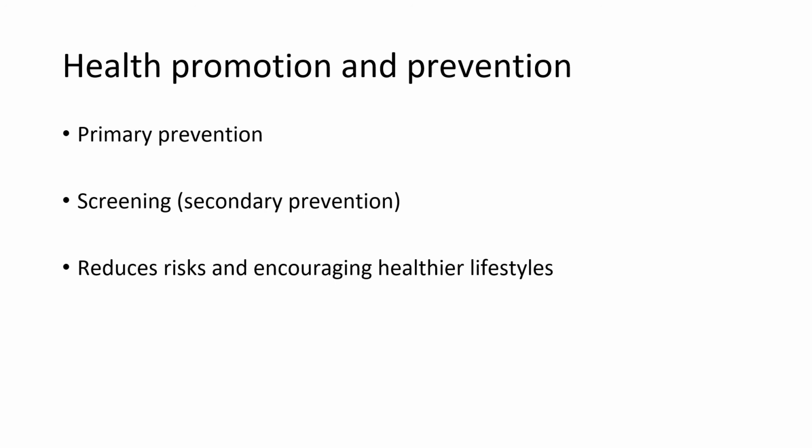Screening or secondary prevention. This is where we try to detect diseases at an early stage. So when we screen people for cancers, like send them for a mammogram or do a colonoscopy, or send them for some sort of test to detect the sugar level, screen them for high cholesterol or diabetes, or do a pap smear. This is all screening or secondary prevention. And all this is really trying to reduce the risk and encourage a healthier lifestyle.